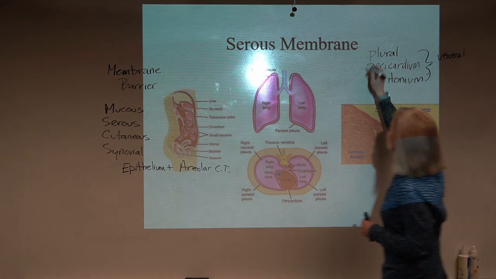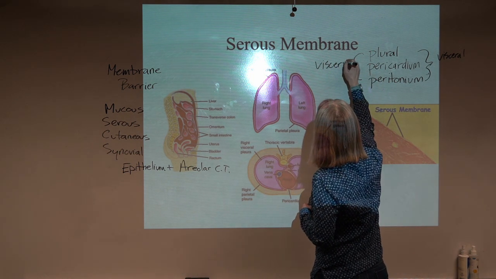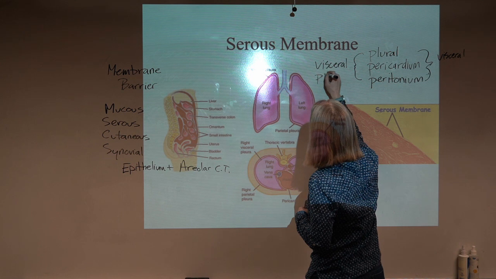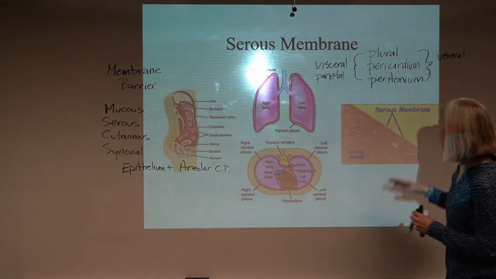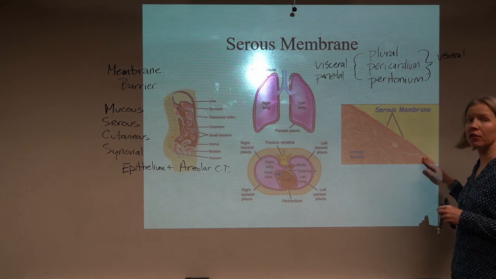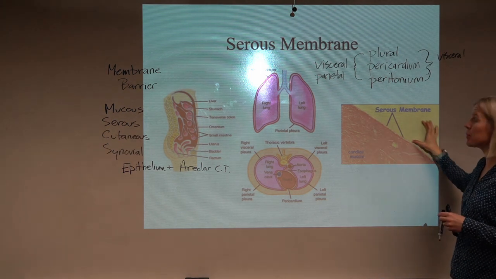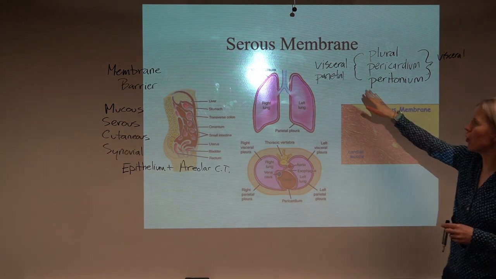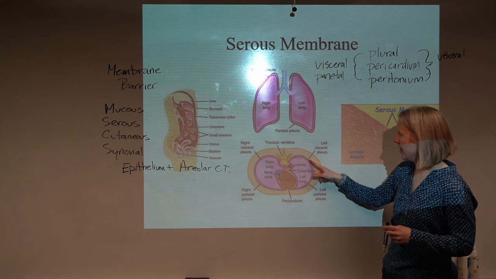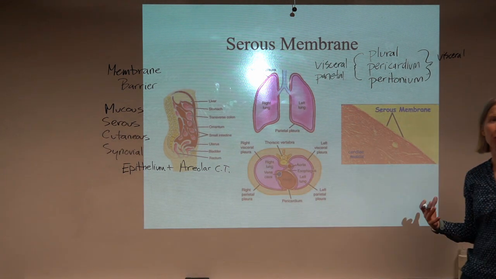layer and parietal layer. Again, visceral is covering the surface of the organ. So if this is the outside of the heart, and then there might be this space, and then the other half of the membrane would be the parietal, right? The one lining the actual cavity is the parietal pleura or peritoneum.